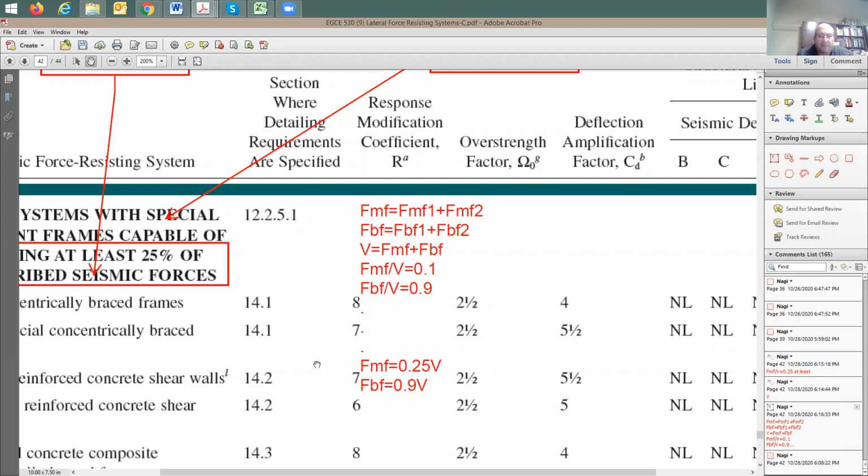Yeah, they just want to be sure that you don't use a very tiny steel moment frame when it comes to the size of the members, and you just say, okay, this is what the numbers are giving me. So they want you to have a moment frame that's going to be at least taking 25% of the base shear. So basically, it's more for safety factor.